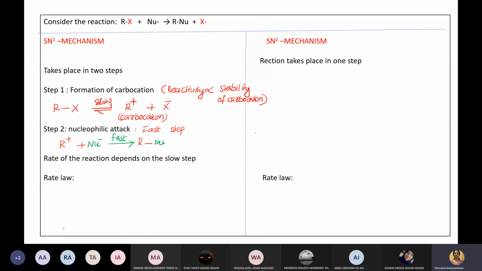Now, you studied this in physical chemistry. If a reaction takes place in two steps, one of the steps is slow, the other step is fast. The rate of the overall reaction depends on which step? Of course, the slow step. The rate determining step. Very good. So you studied all this. So this is the rate determining step.